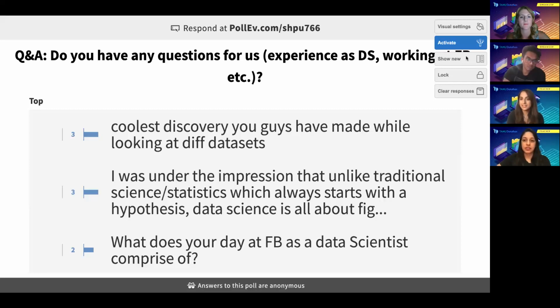And another question, what types of backgrounds do data scientists typically have? Are they usually computer scientists and mathematicians? Have you personally encountered data scientists from non-conventional backgrounds? You can start. Yeah, that's a good question.